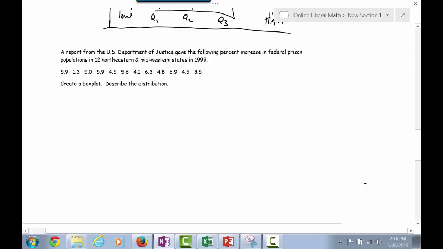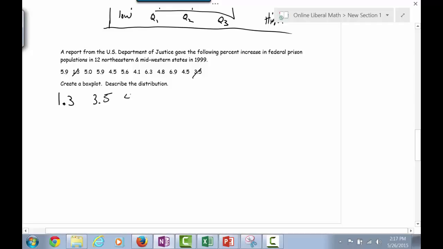We've got 12 different data values, and we're going to create a box plot of this. So first task is to put it in order so we can find the median, and then we'll talk about Q1 and Q3 after we find the median. I'm going to start by putting, let's see, 1.3 is the smallest. And as I go along, I'm going to cross off numbers which remind me, oh yeah, I've already found that. Let's see, 3.5 would be the next biggest.